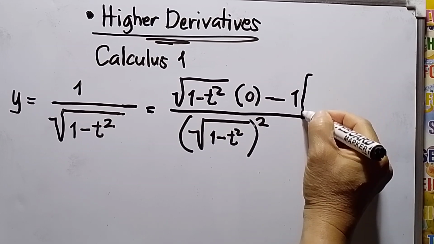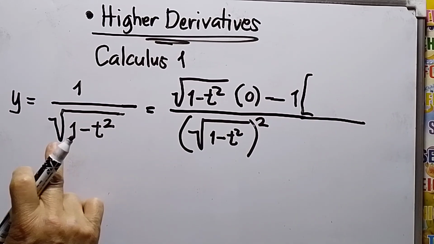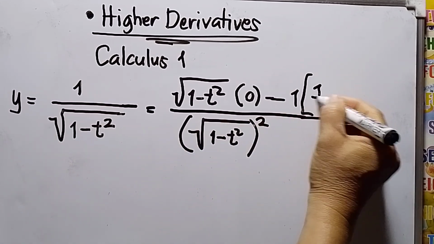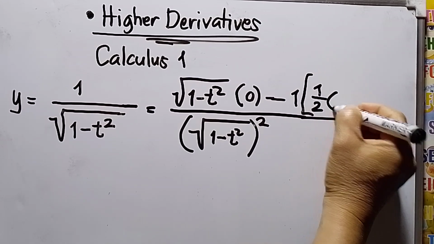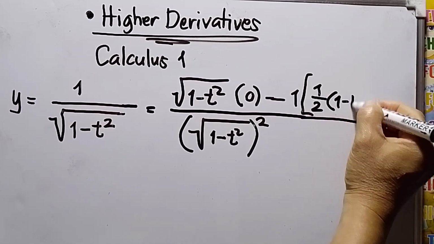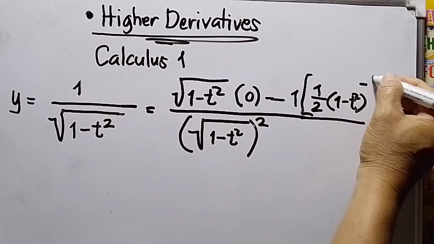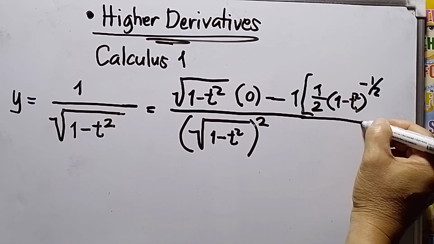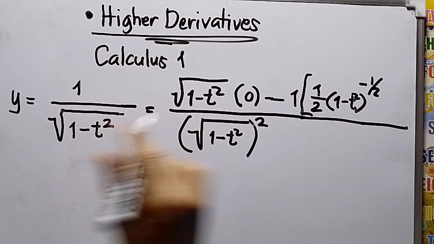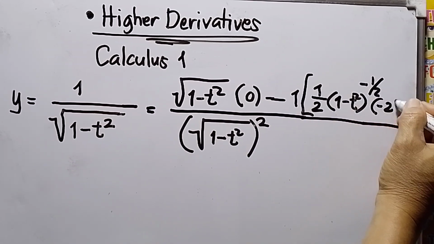So, to differentiate, let us take the power. This is 1/2 because that's square root. And then this will be 1 minus t squared raised to 1/2 minus 1, which is negative half. And the derivative inside is negative 2t.